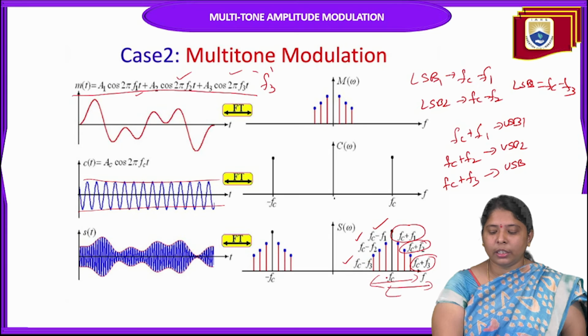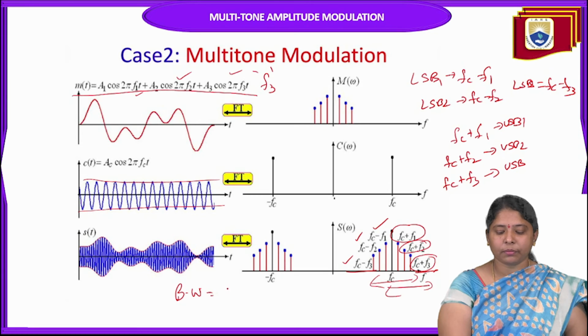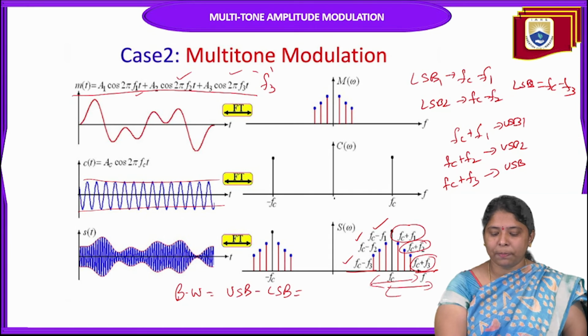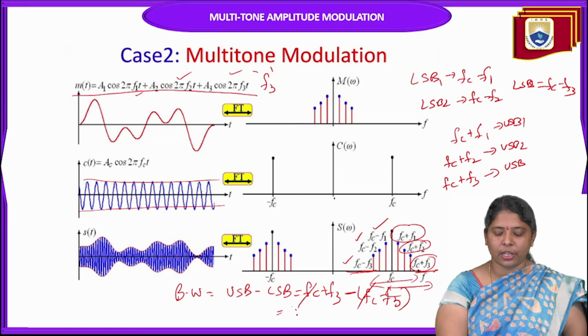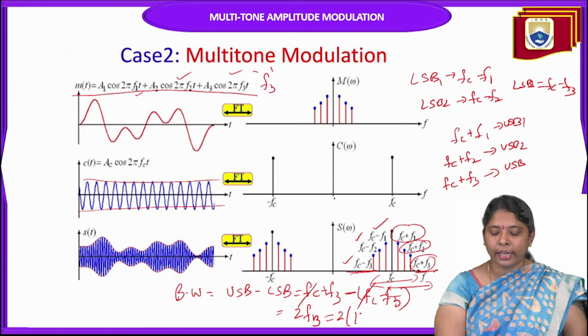So the spectrum occupies from Fc minus F3 to Fc plus F3. So bandwidth calculation, upper side band minus lower side band. So upper side band occupies Fc plus F3, and lower side band is Fc minus F3. So minus Fc minus F3. So what happens? Fc gets cancelled each other. 2 into F3. So bandwidth calculation in multi-tone modulation is twice into the highest modulating frequency we need to consider here.